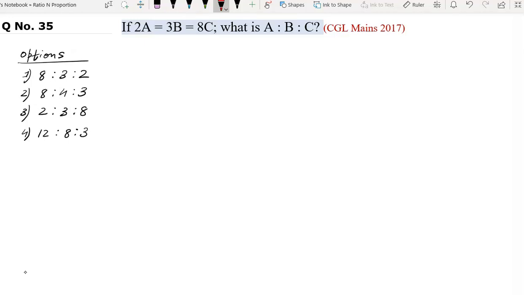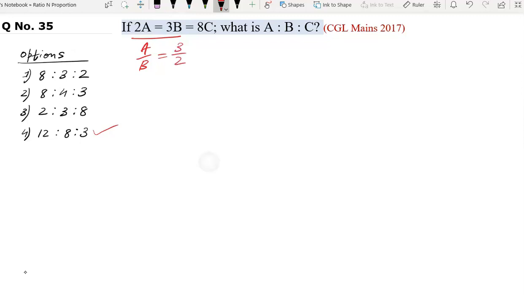Question number 35. If 2a is equal to 3b is equal to 8c, what is a is to b is to c? Now, if we look at the options, only one option will satisfy our question. In our question, it's given 2a is equal to 3b. If we take the ratio of a is to b, this will be 3 is to 2.